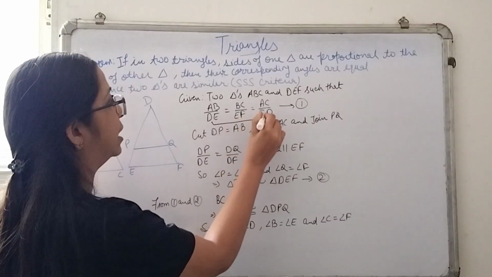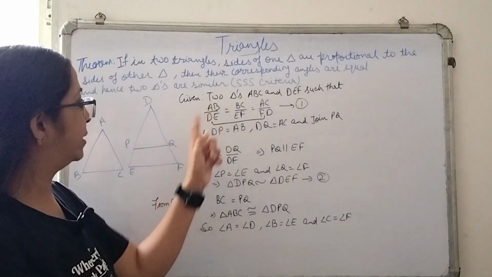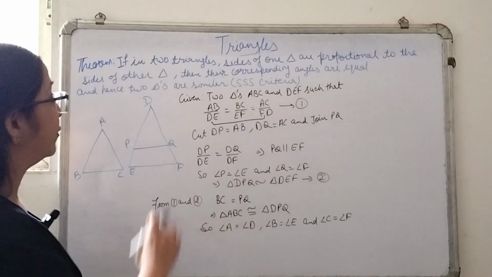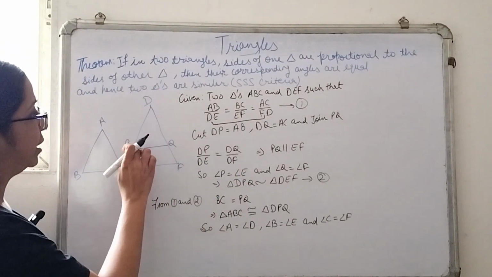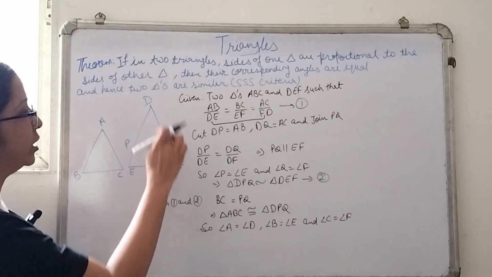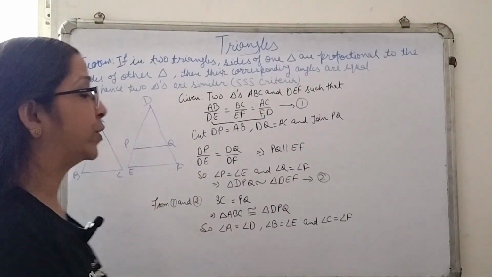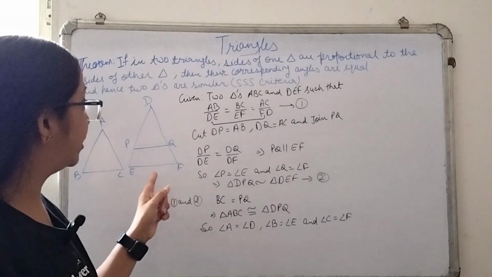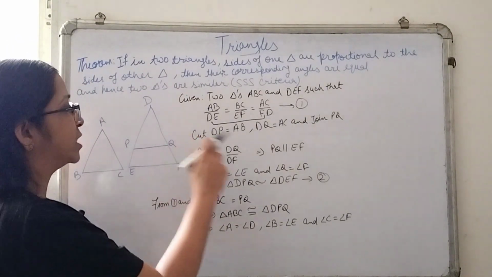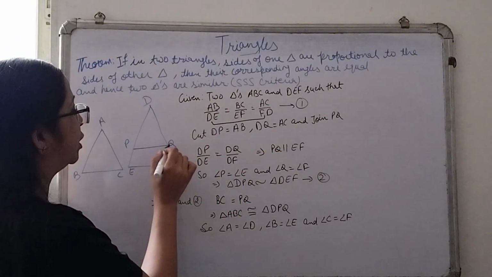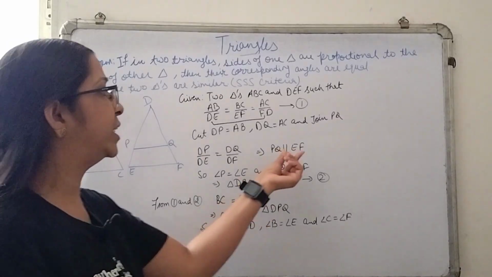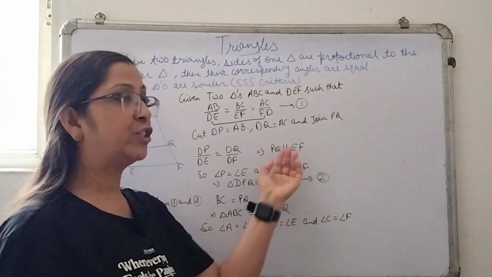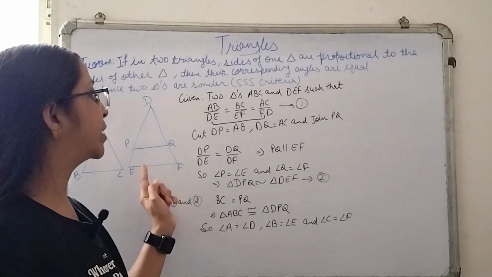So from first and last we can interpret that DP over DE is equivalent to DQ over DF. If in this triangle DP over DE is equivalent to DQ over DF, we can see that this is a corollary of BPT. And if it is true, that simply means by BPT we can say that PQ will be parallel to EF. These two sides will be parallel to each other.